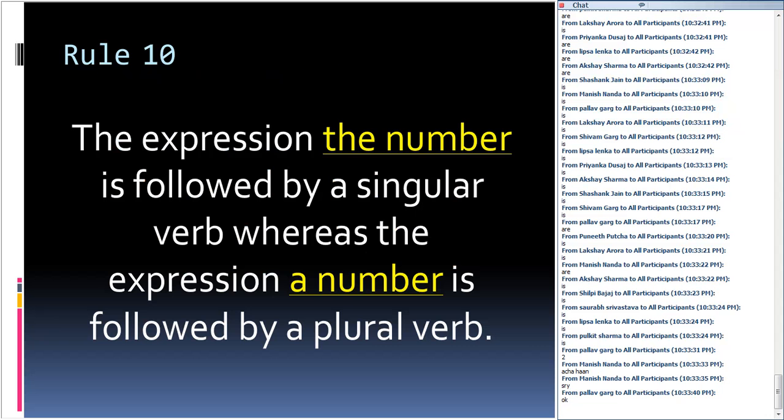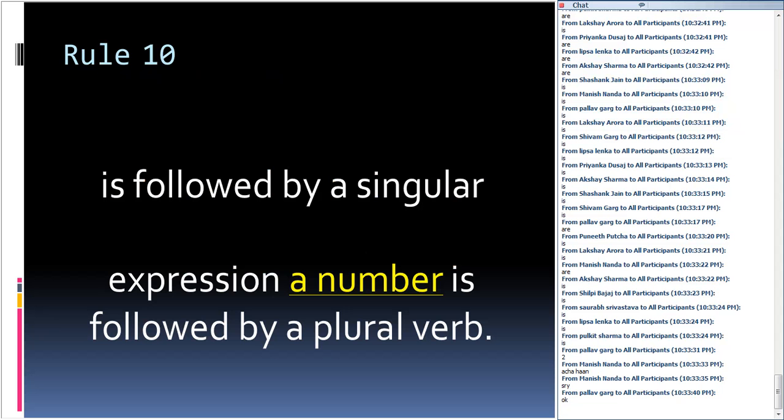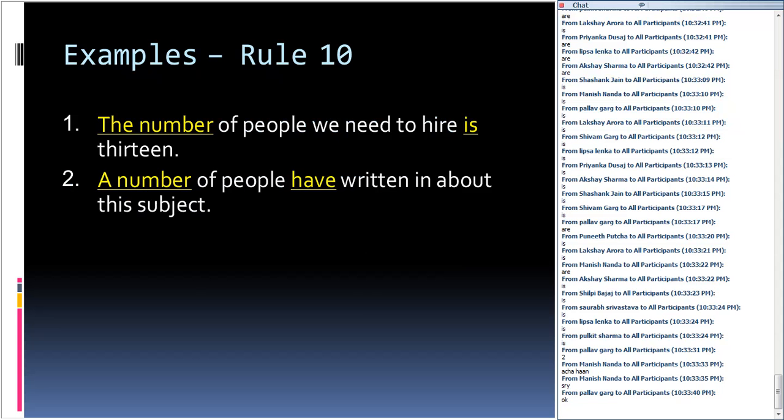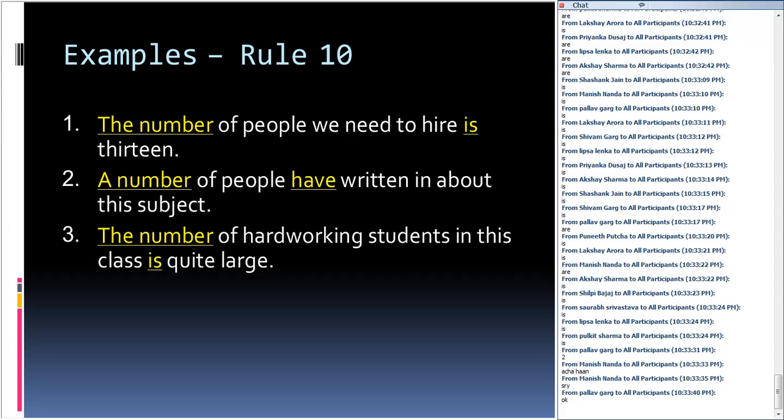जैसे for example here the number of people we need to hire is 13, not are 13, because the number is always singular. A number of people have written in about this subject. So a number is plural, so you have the plural verb have. The number of hard-working students in this class is quite large, and I'm sure many of you think यहाँ पे are होना चाहिए.